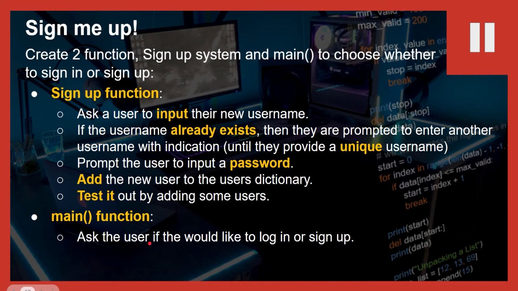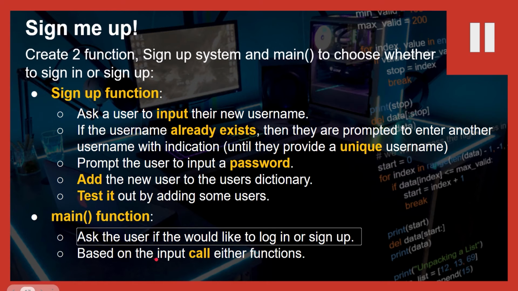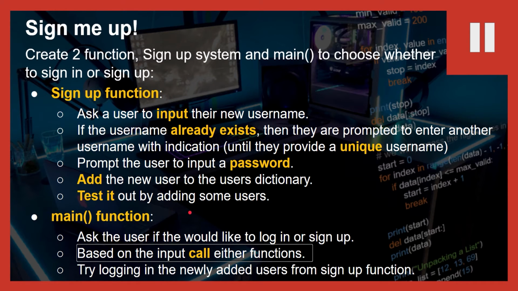Of course, they have the option, and based on that option, you call one of the functions. Based on the input call, call either of the functions. And then try logging in the new added users from the signup function. So once you complete the signup function and you know that it works, I want you to use that signup function to add a few more users and then try to log them in through the main function. So pause the video right now and go do the challenge.